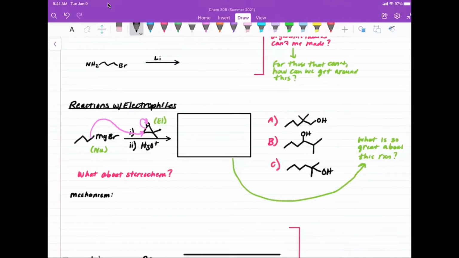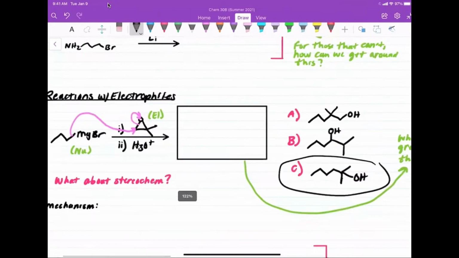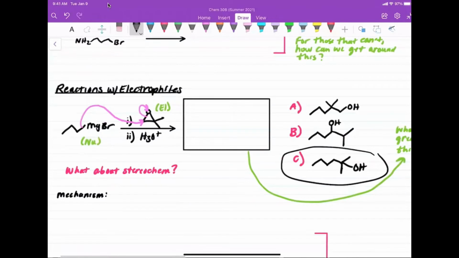Okay, great. Yeah, it's going to be C. Yep, so if we open that up, after the H3O plus workup protonates the O minus from the epoxide, we're going to get this. So can you now tell me what's so great about the reaction? What kind of bond did we form here? We formed a new carbon-carbon bond. We don't know many of those reactions.